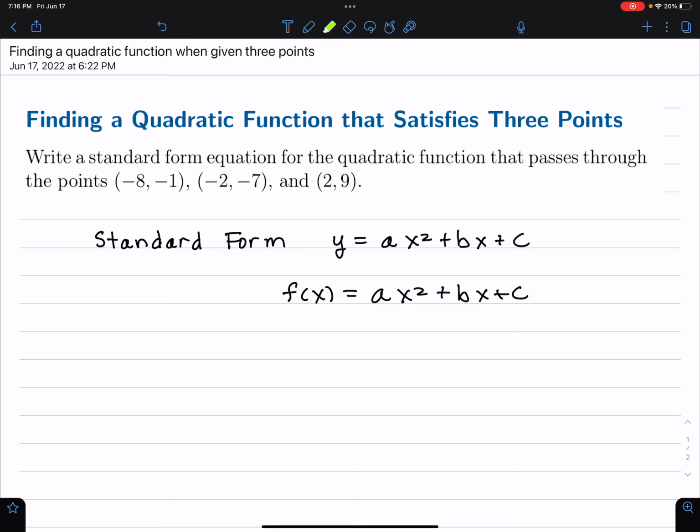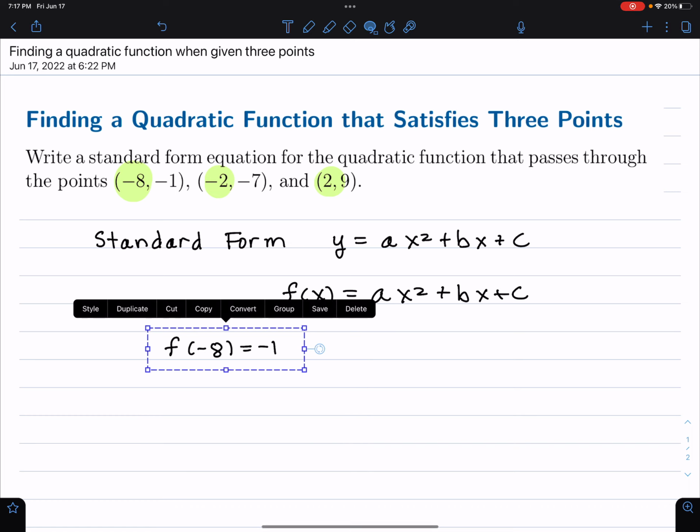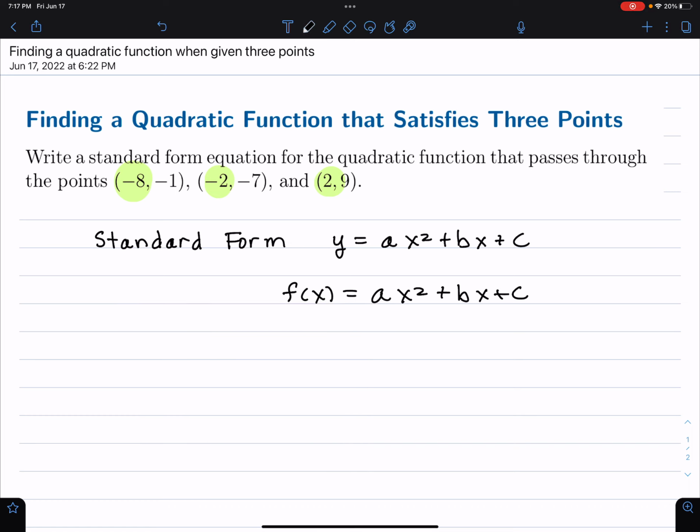Let's see what we can do with this information. What we're saying is that f of -8 is equal to -1. In other words, when x equals -8, y equals -1. Maybe I shouldn't even write it in that form, so I won't do that right now. I'm going to write the standard form and put the y on the right-hand side.